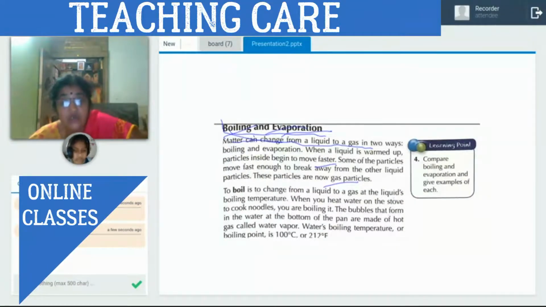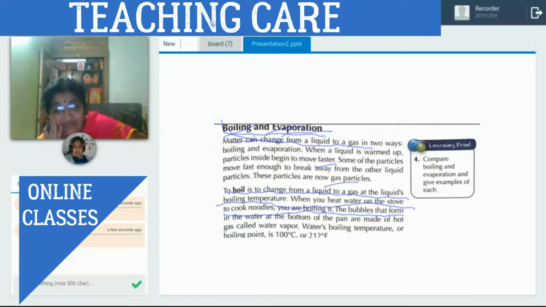Okay. So now you read. To boil is to change from a liquid to gas at the liquid's boiling temperature. When you heat the water on a stove to cook noodles, you are boiling it. The bubbles that form in the water at the bottom of the pan are made of hot gas called water vapor. Water's boiling temperature or boiling point is 100 Celsius, 212 Fahrenheit.